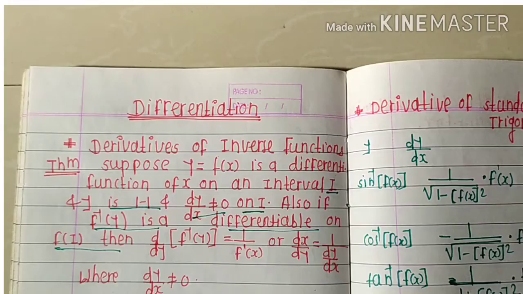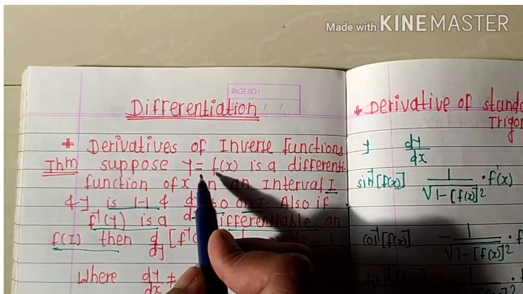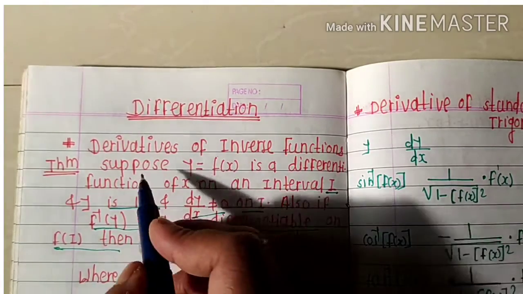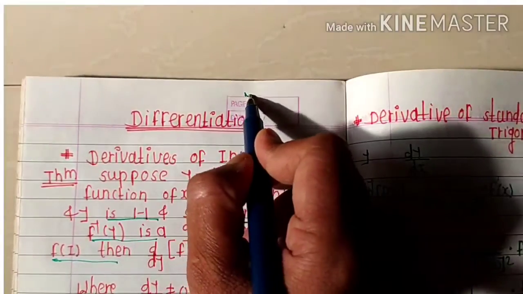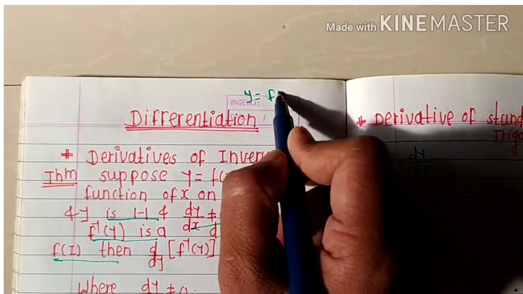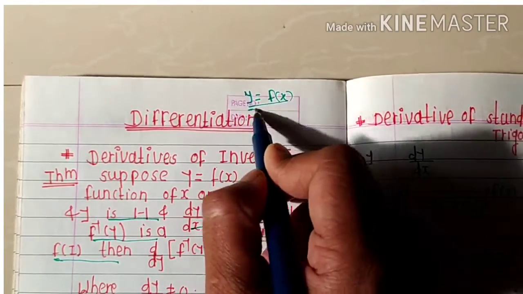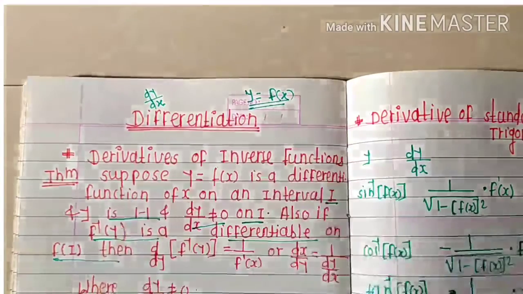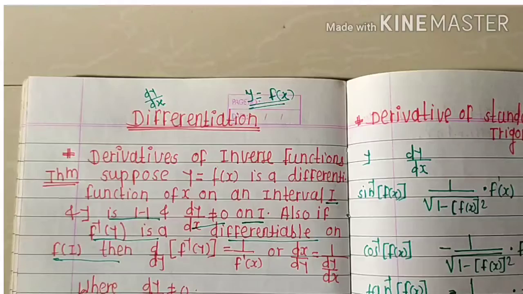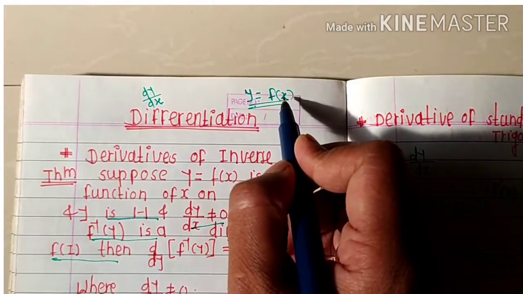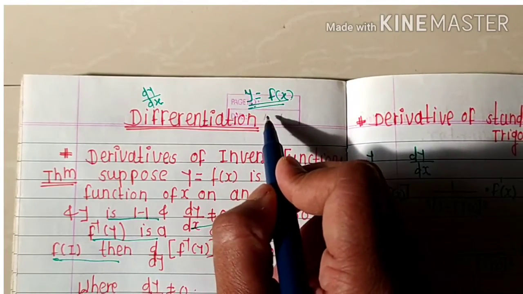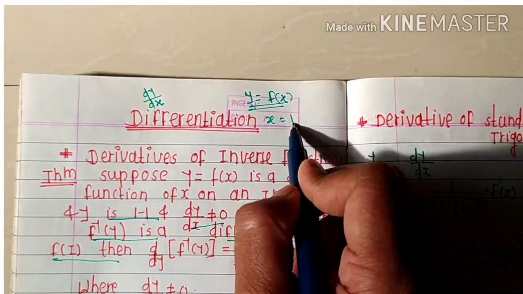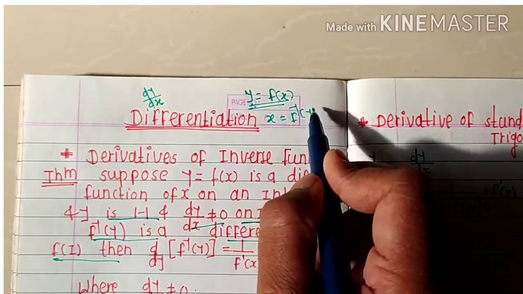That means, in order to find this derivative dy by dx, we are given in the example the value of y in terms of x, that is y is equal to f of x. Finally we have to determine this dy by dx. But for this question, first y is equal to f of x is given. From this, we have to express x in terms of y, meaning x is equal to f inverse of y.